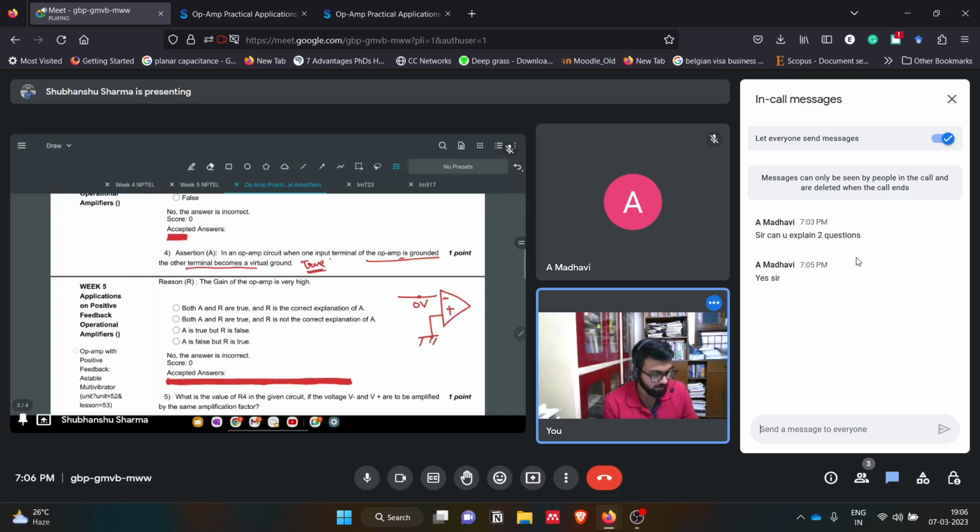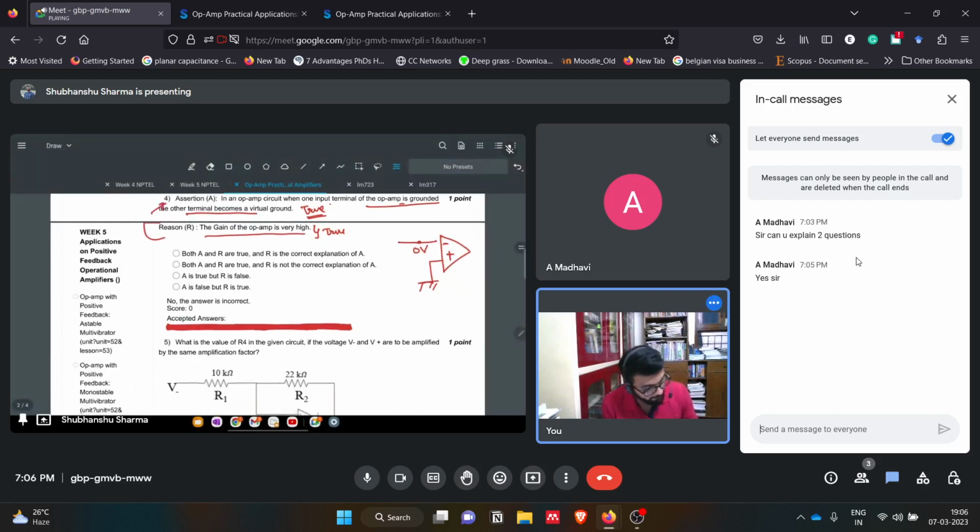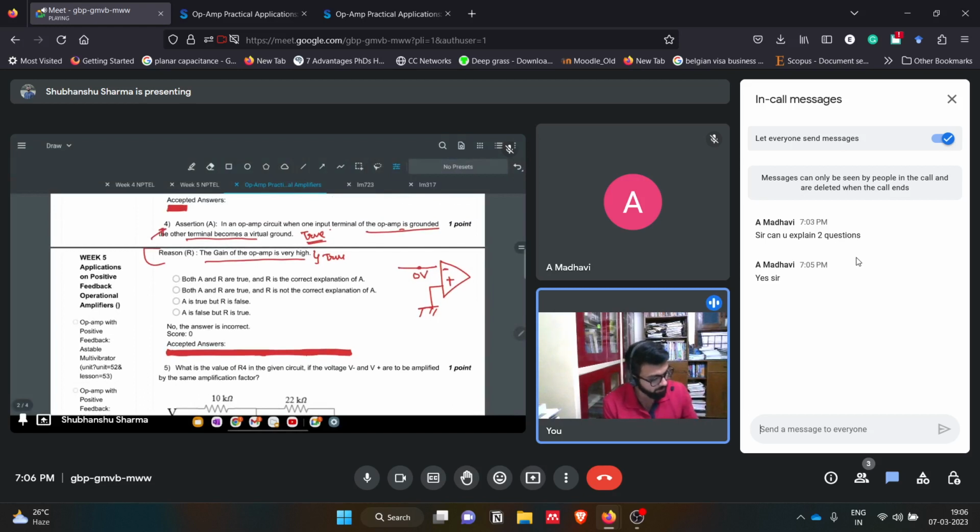Then the reason they give is that the gain of the op amp is very high. So is this reason correct or not? How will we see that? Individually, it is true that the gain of the op amp is very high. We know that the open loop gain of the op amp is very high. That is true. But is it the correct reason for this? To look into that, how can we solve this?